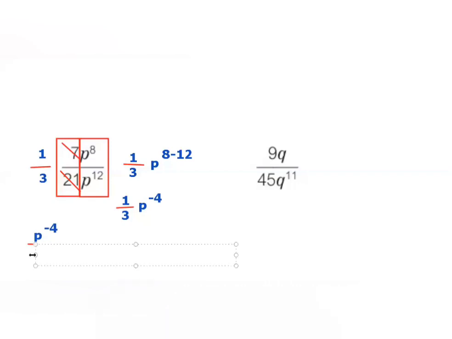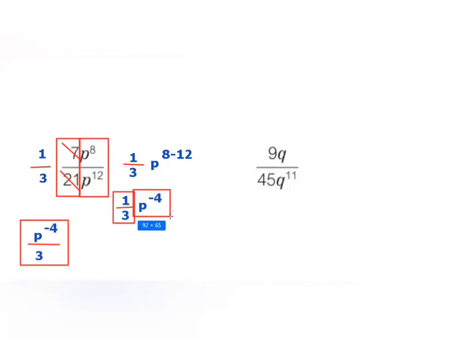And here we got the answer as a negative power. Now we're going to turn this into a fraction. We notice that the third is multiplied by p power of negative 4, so we turn this into a fraction and then multiply it by 1 over 3. To turn this into a fraction, first we say that the negative means what? It means 1 over.